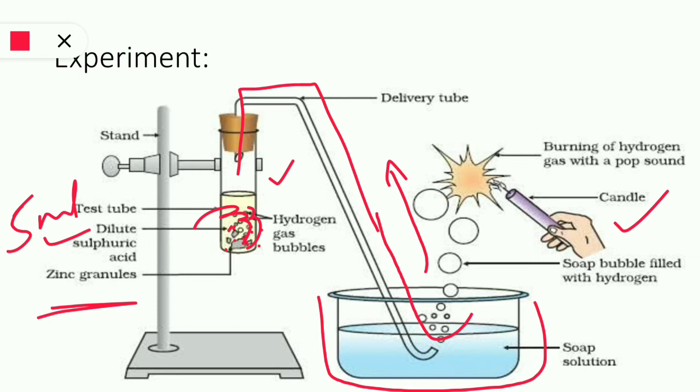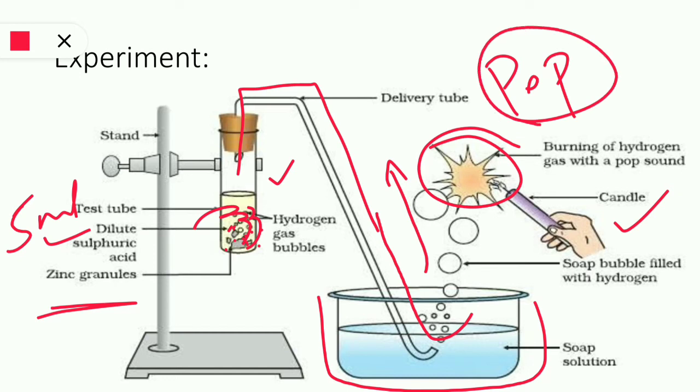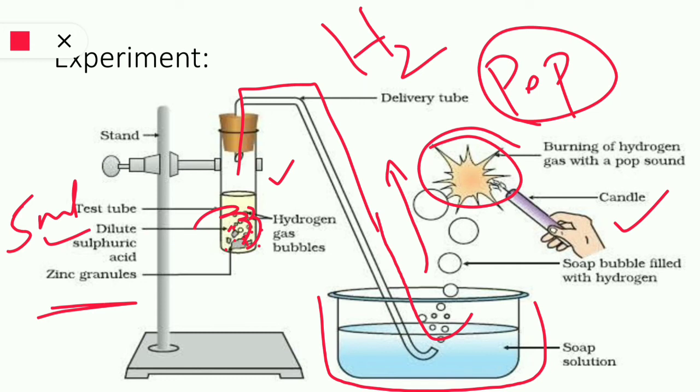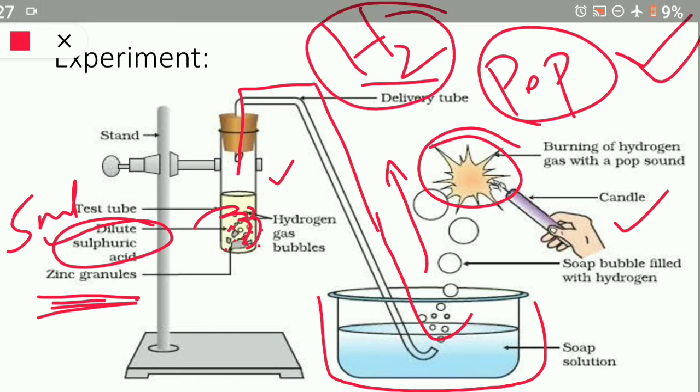Then immediately what happens, children? It splashes out, a small explosion, and gives a pop sound. With this pop sound we can prove that the liberated gas is hydrogen gas. Here we have taken zinc granules, but it may be any metal. When any metal reacts with any dilute acid, the gas liberated is hydrogen gas, which gives a pop sound. If it gives a pop sound, you can say that it is hydrogen gas.